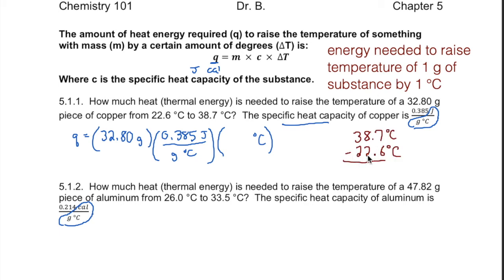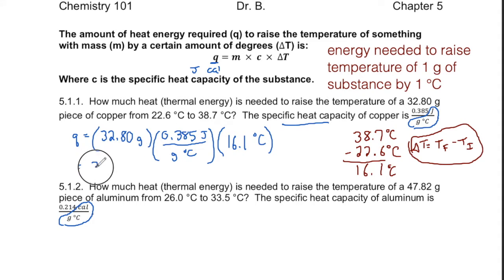So if we are raising the temperature from 22.6 degrees Celsius to 38.7 degrees Celsius, we take the final temperature and subtract the initial temperature, and we get a change in temperature of 16.1 degrees Celsius. So the change in temperature is the final temperature minus the initial temperature. That's how we figure that out. So to go up by 16.1 degrees Celsius for this amount of material with this specific heat capacity will require 203 joules of heat or thermal energy.